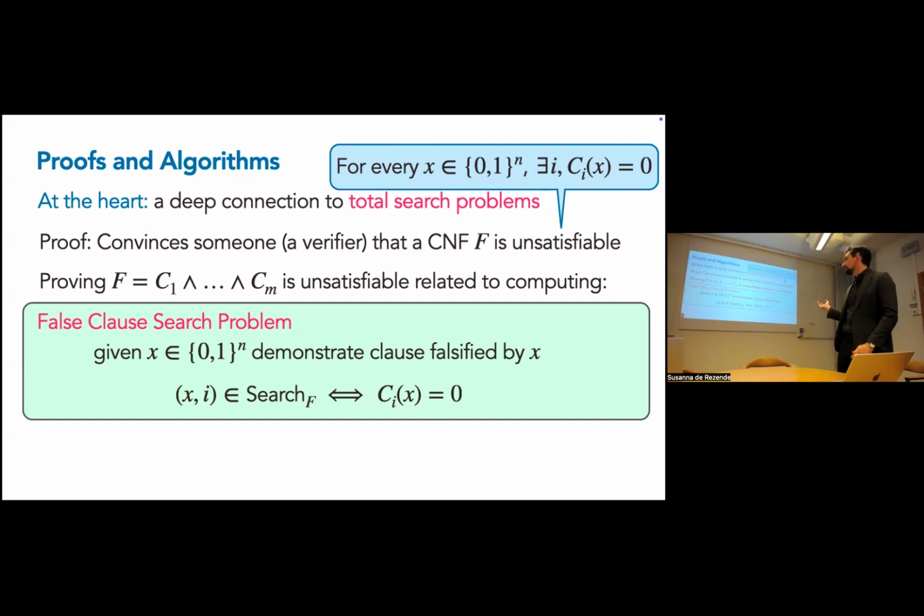So the false clause search problem is: you're given as input a truth assignment to your unsatisfiable CNF formula F, and you want to output the index of a clause which is falsified by that assignment. This is what is known as a total search problem, because for every input, there is a valid solution. The CNF formula is unsatisfiable, so there's always going to be a falsified clause.